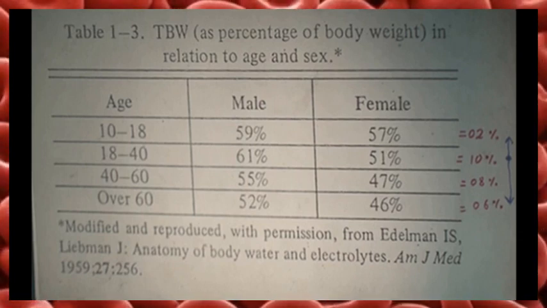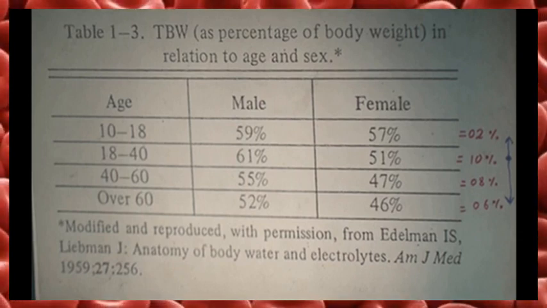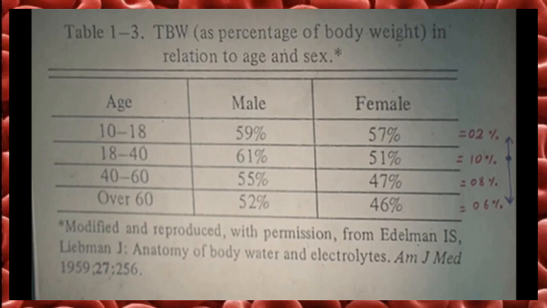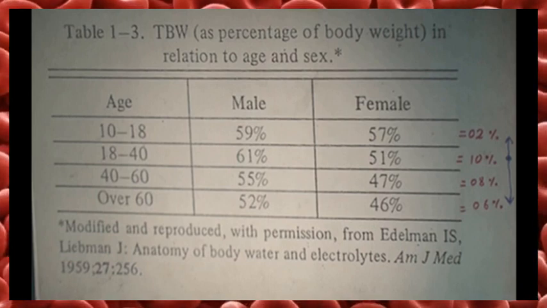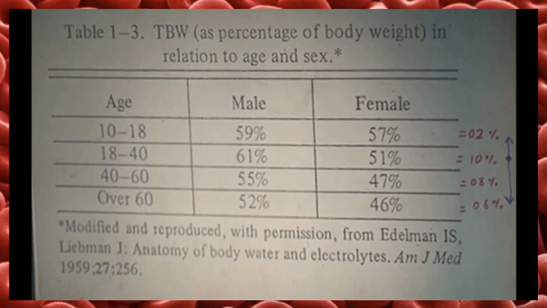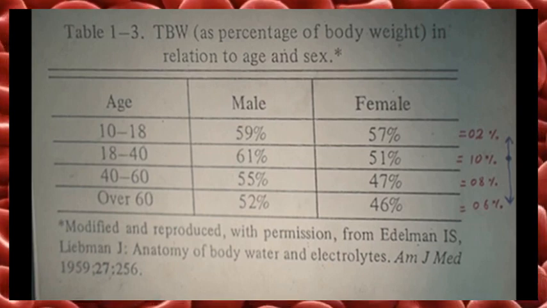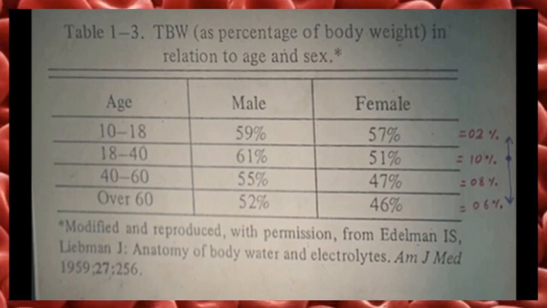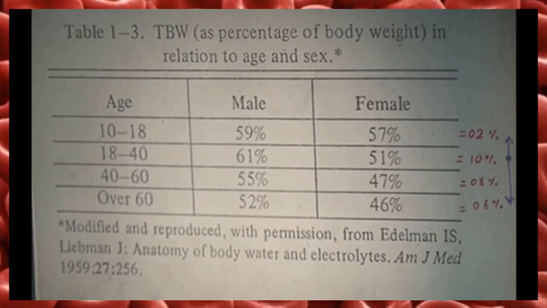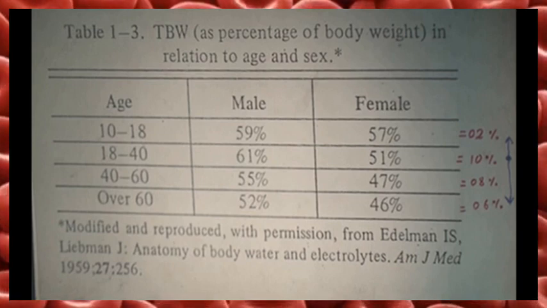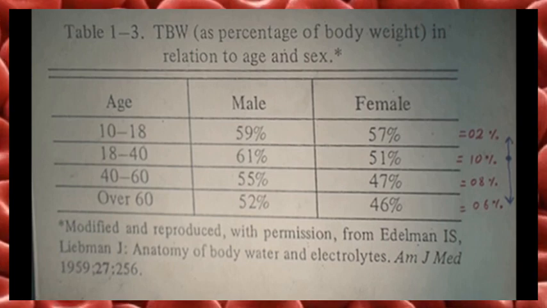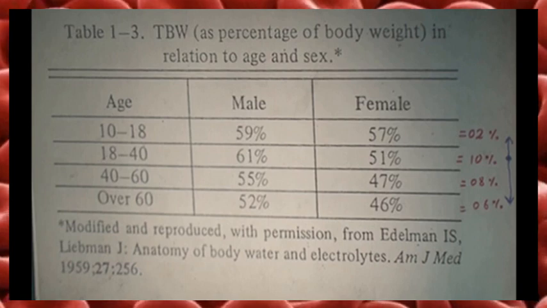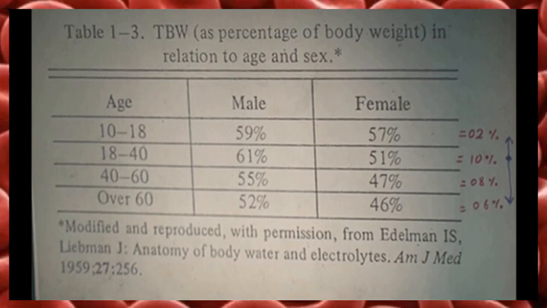Your total body water in relation to age. You see the prime difference, the height difference, between age 18 and 40, 10%. Almost no difference between age 10 to 18, male compared to the female, just 2%. After age 40, the difference decreases, but not that much. Even over 60, the difference is about 6%.